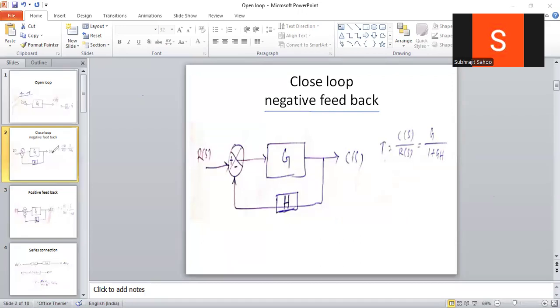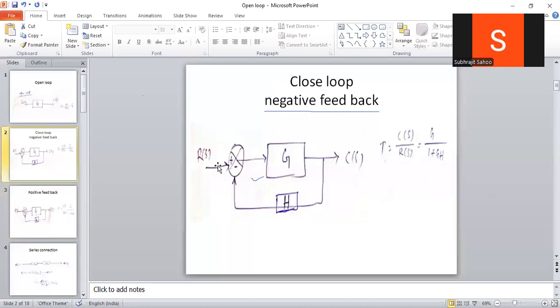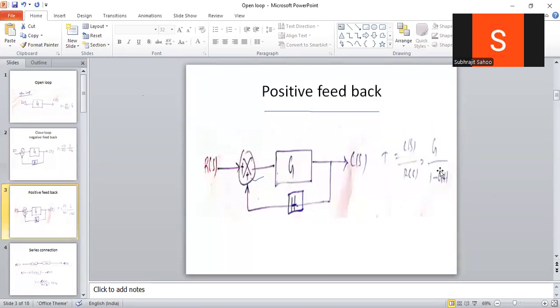Now come to the next slide. Positive feedback. So what does positive feedback mean? Observe here, the plus sign is there. The formula is the same. Since it is a plus sign, it becomes minus here. In the previous case it is plus, because it is minus. You just take the reverse. The formula is the same, G by 1 plus GH, and here G by 1 minus GH. That is the only difference.